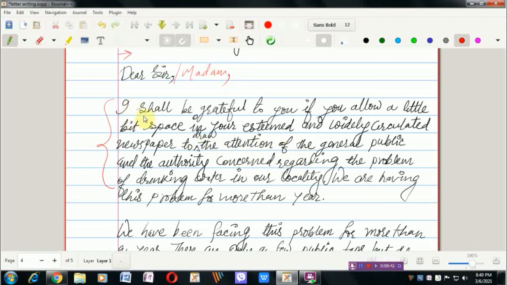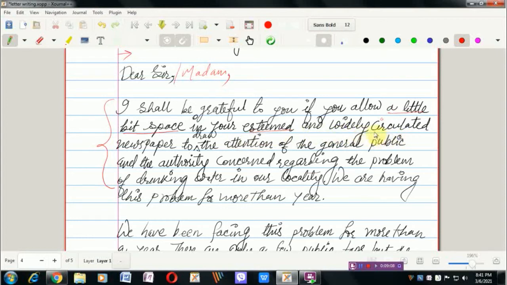So you can write in this style: I shall be grateful to you if you allow a little bit of space. Now you have to ask for a little space in that newspaper, your esteemed, well-known, famous and widely circulated newspaper. So many people read it across the country. It has a large number of readers.